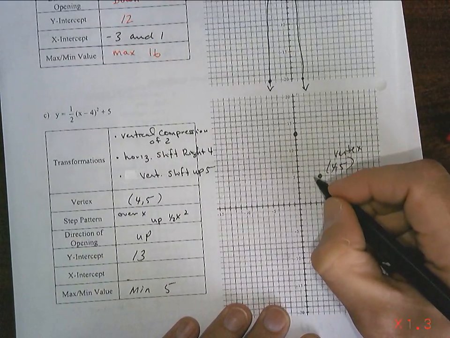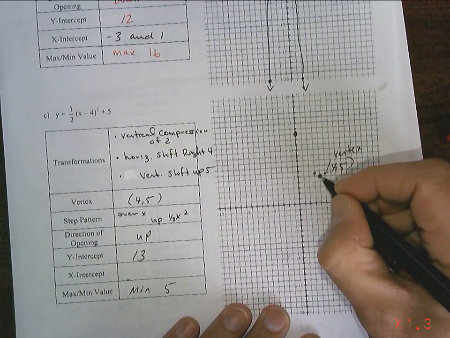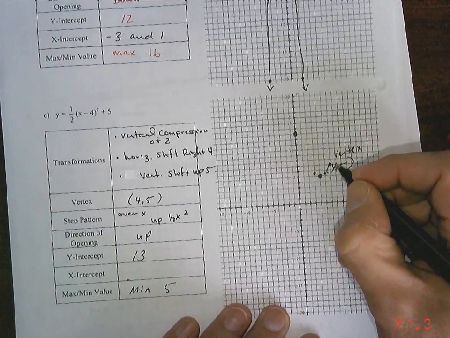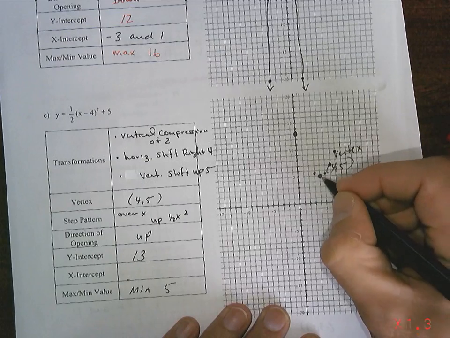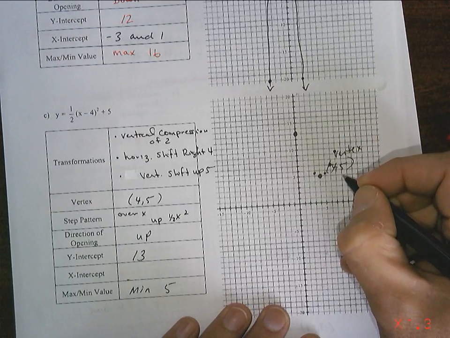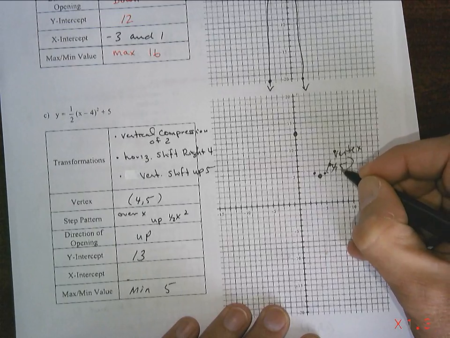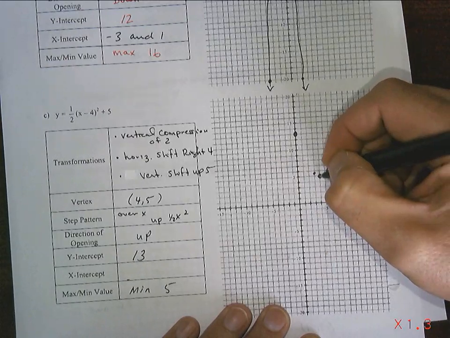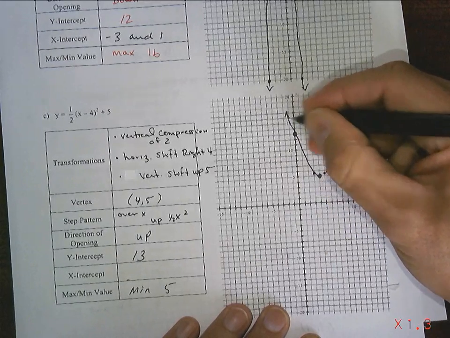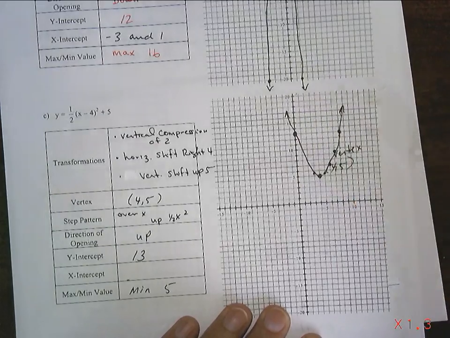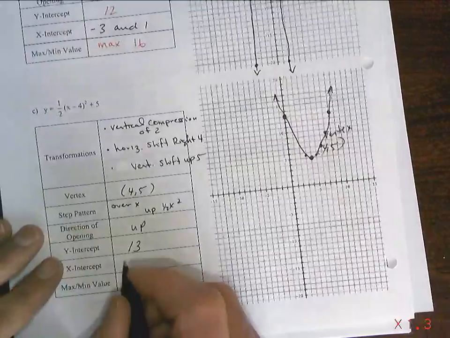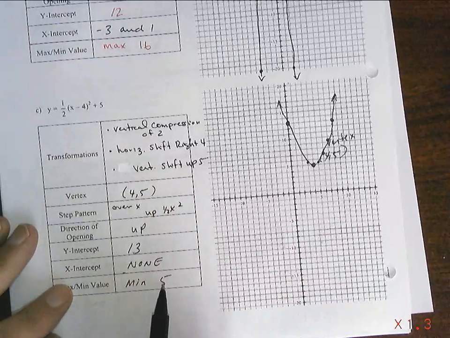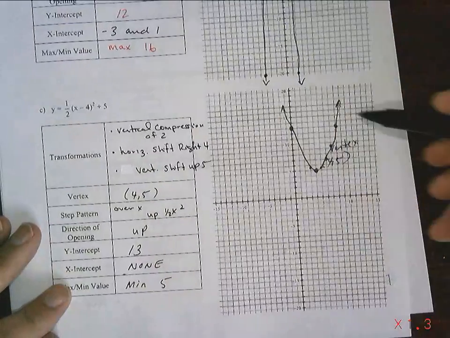So it's over 1, up 1/2, over 1, up 1/2, over 2, up 2, over 3, up 4.5, and over 4, up 8. Those are all the halves. And so this is going to go something like that. This is going to go up like that. And notice that there are no x-intercepts. And I probably could have figured that out knowing that my minimum value is 5 and it opens up, so it's never going to drop down below.